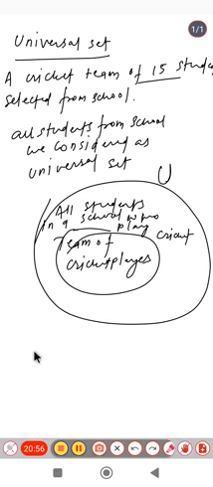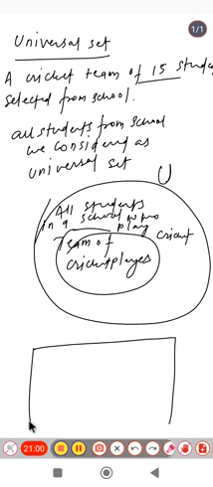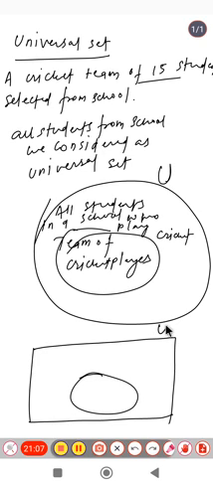In general, the universal set U is represented by a rectangle, and inside it you have to mention this, fine.